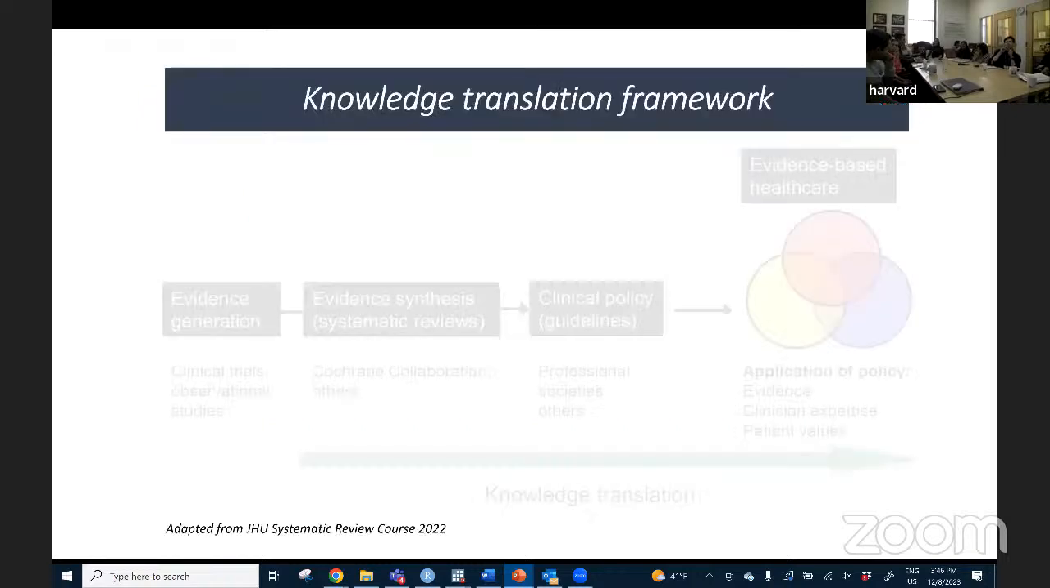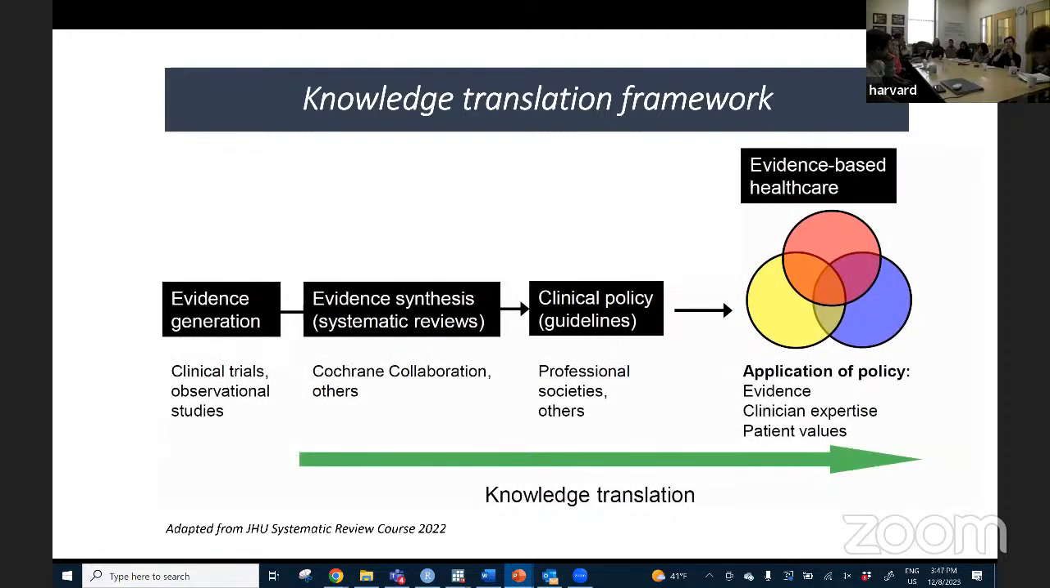Okay, so first, I think it's very useful to start with this framework that I think we discussed before. It's the idea of translating the knowledge from the evidence generation to evidence-based healthcare. And at the end, this process is basically our main mission, right? We are generating evidence with trials, with observational studies, and it's passing through a process of synthesis to finally produce a guideline, and this guideline to be implemented in the real world, right?